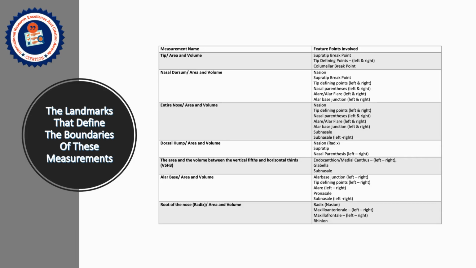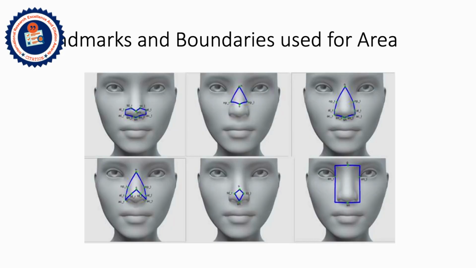And for the nasal dorsum, we decided to use the nasion, the supratip breakpoint, tip defining points, nasal parentheses, and so on. For the sake of time, I'm not going to go over all of these, but I can say that these are the landmarks that are being used for those regions in 2D techniques. And this is to show the landmarks and the boundaries used for area measurements.